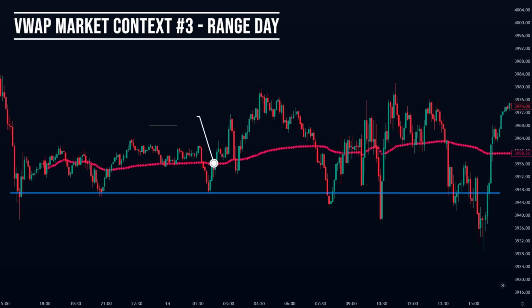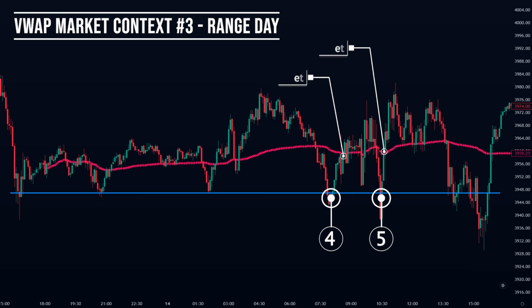The simple price target for this trade would be the VWAP. Since it's a range day, we know the price will fluctuate around there again eventually. Since it's a range day, we'll most likely be repeating this process for the rest of the day. So similar to the 3rd touch, our game plan will be the same for the 4th and 5th.